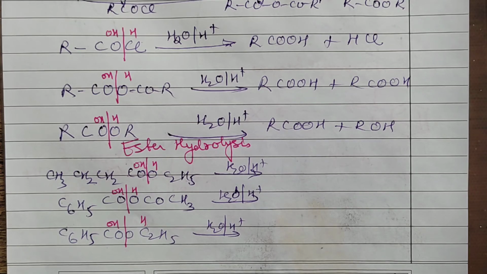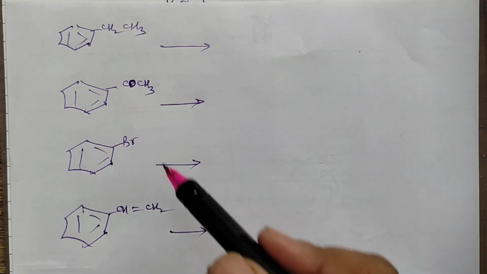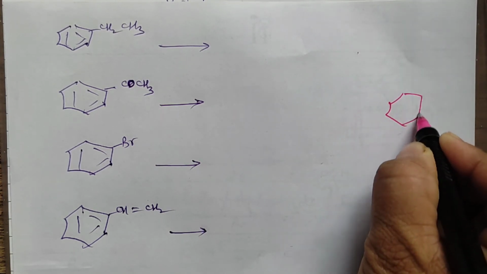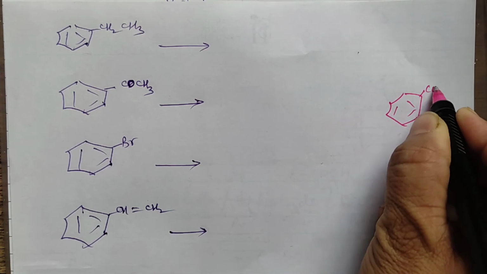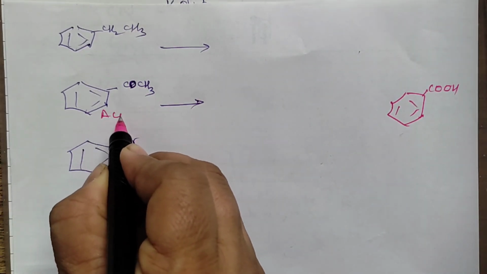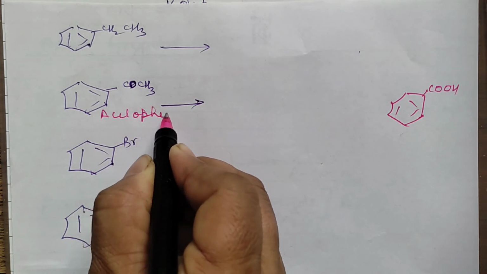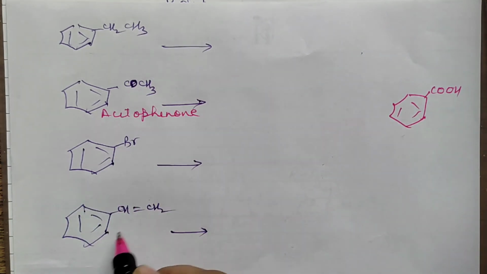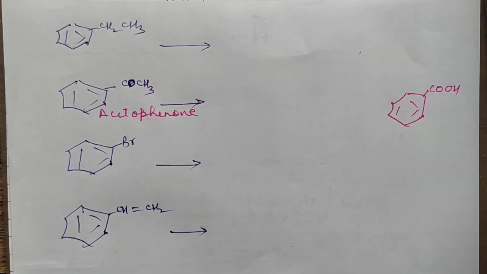Clear? Now let us apply what all we have studied in some conversions and see whether you are able to manage it. Now there is one in-text question where all these have to be converted into benzoic acid. The question is, convert ethyl benzene, acetophenone, this is acetophenone, then bromobenzene and phenylethene to benzoic acid. This is phenylethene. So how will you convert?